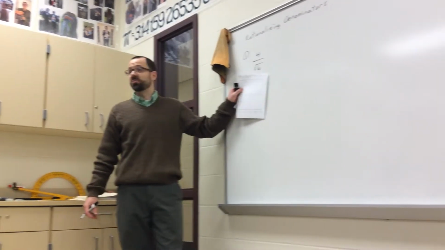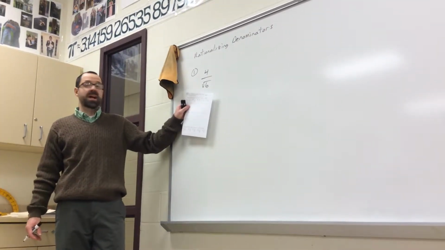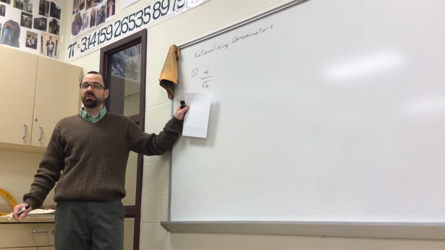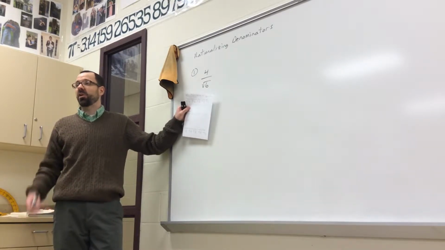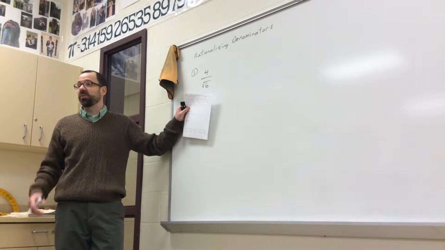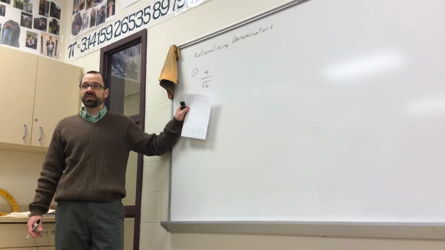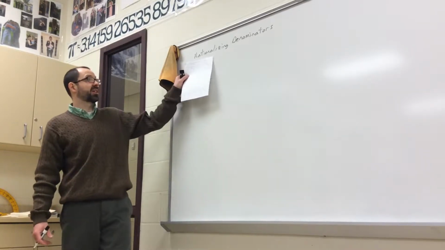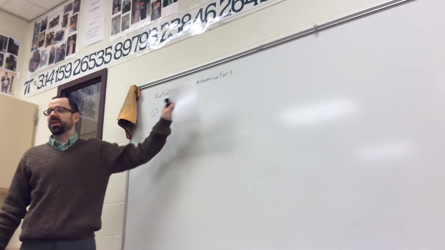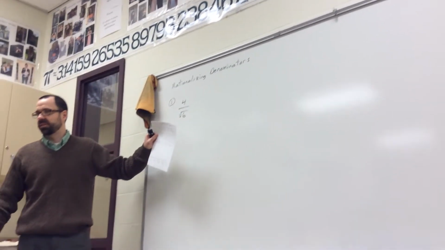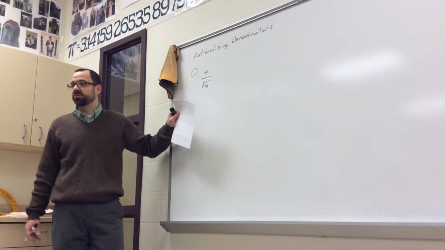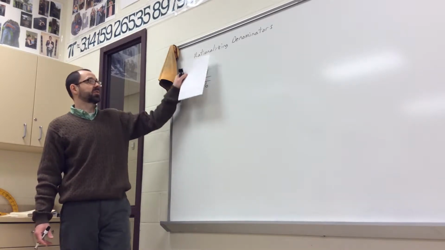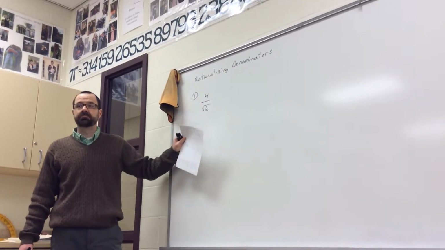So as this is written, we're not happy with it because there's a square root in the denominator. So our job is to get rid of the square root that's downstairs. That's called rationalizing the denominator. Denominator is the bottom of the fraction. So we're getting rid of the square root in the bottom, which is called rationalizing the denominator.